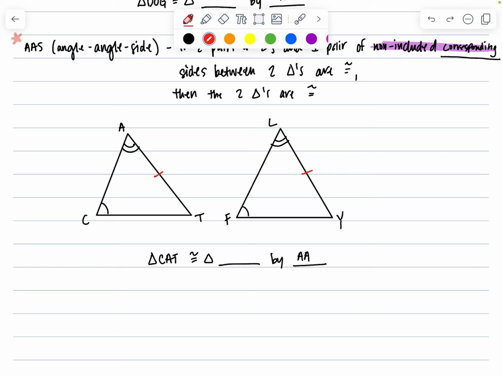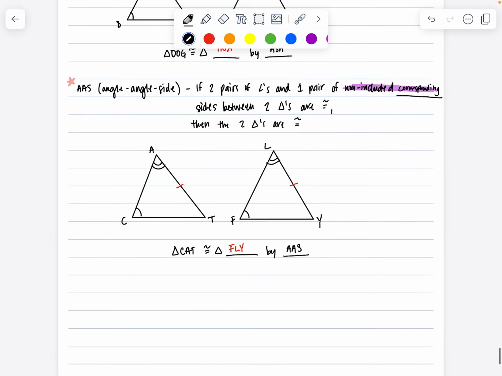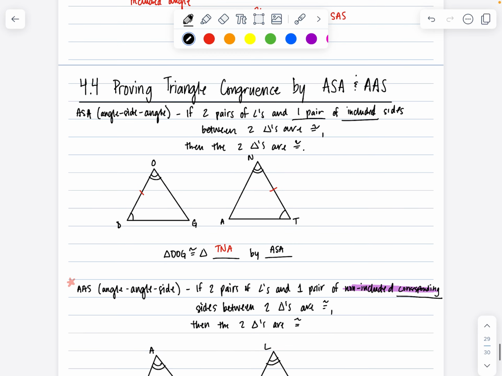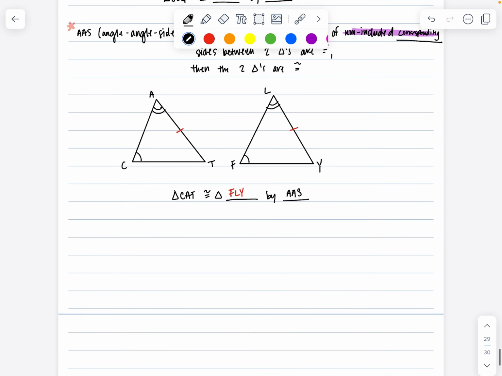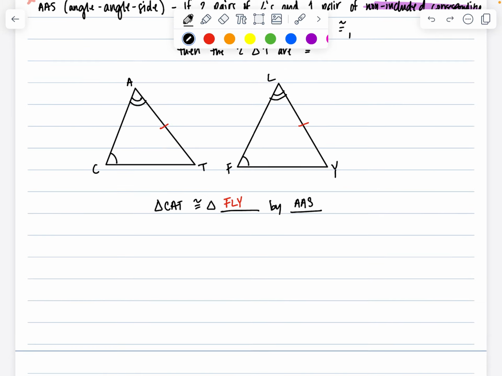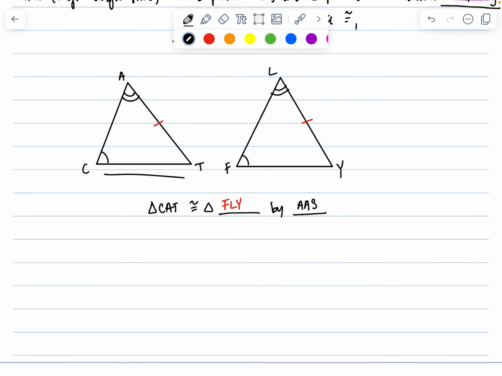Okay, so triangle CAT is congruent to triangle FLY by angle, side. All right, so there we have it. Two new ways to prove triangles are congruent. Ultimately, that leads to this congruency statement, which tells us everything else we need to know about this triangle. For instance, CT is now congruent to FY, as we can see, first and third.